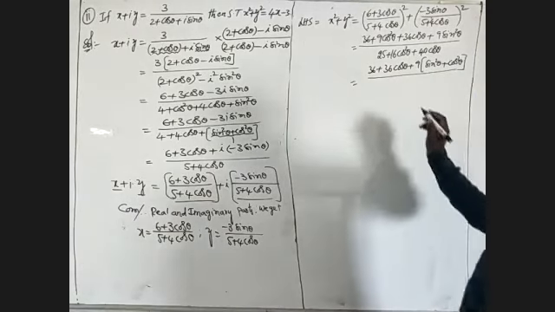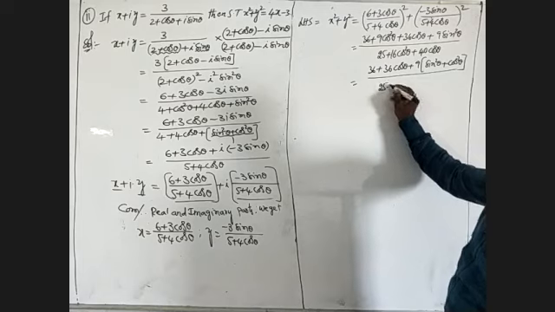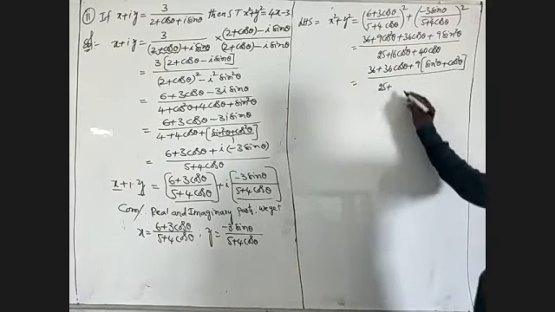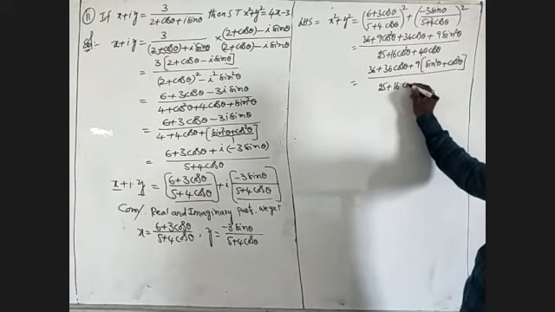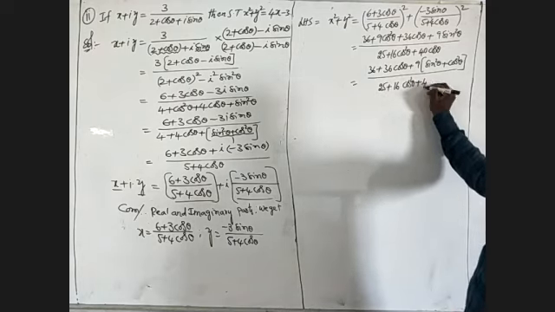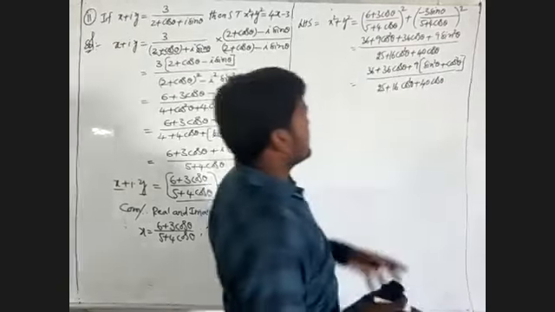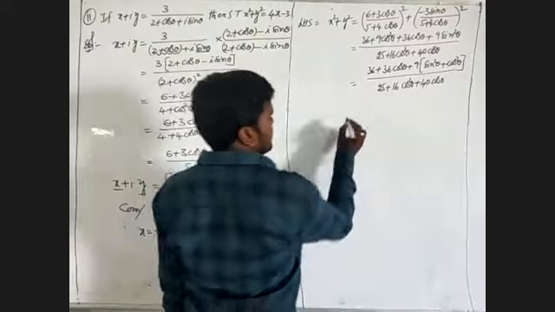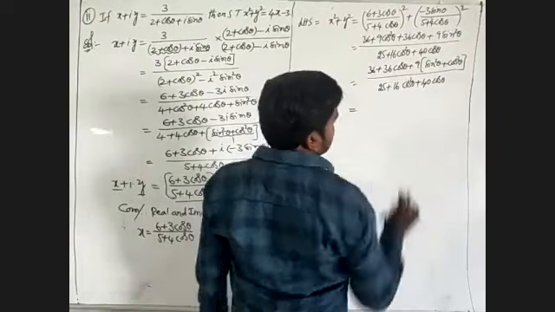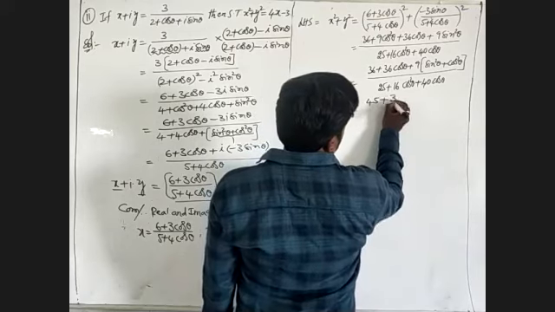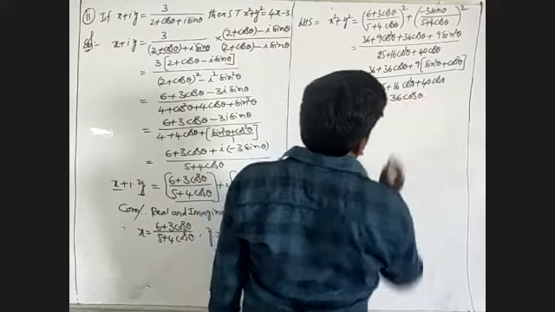That denominator is 25 plus 4 cos square theta plus 40 cos theta, and here we observe that sin square theta plus cos square theta becomes 1. That means 36 plus 9 is 45, 45 plus 36 cos theta.